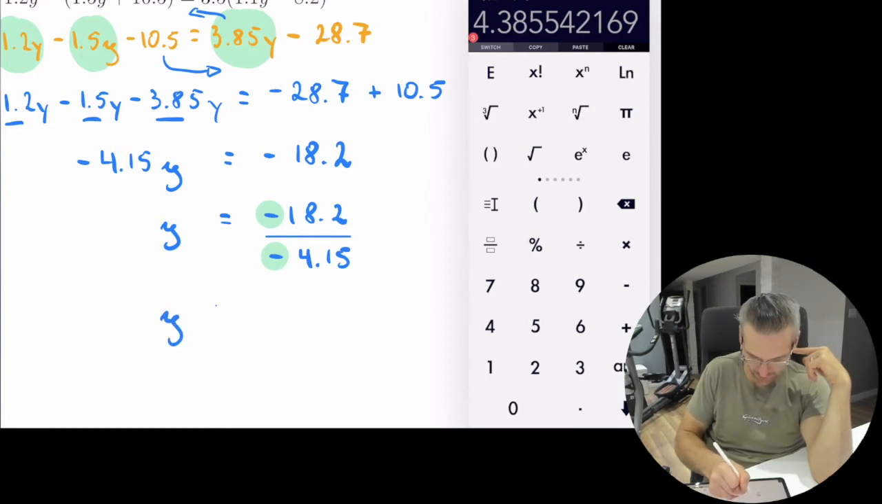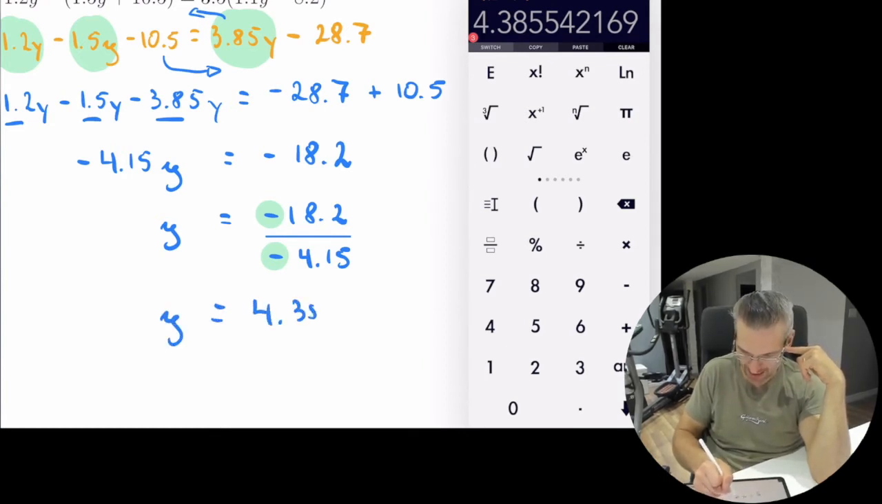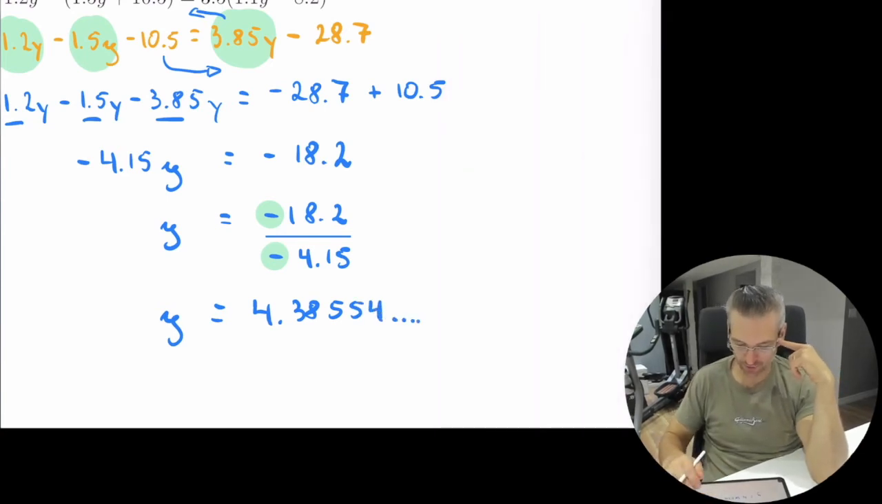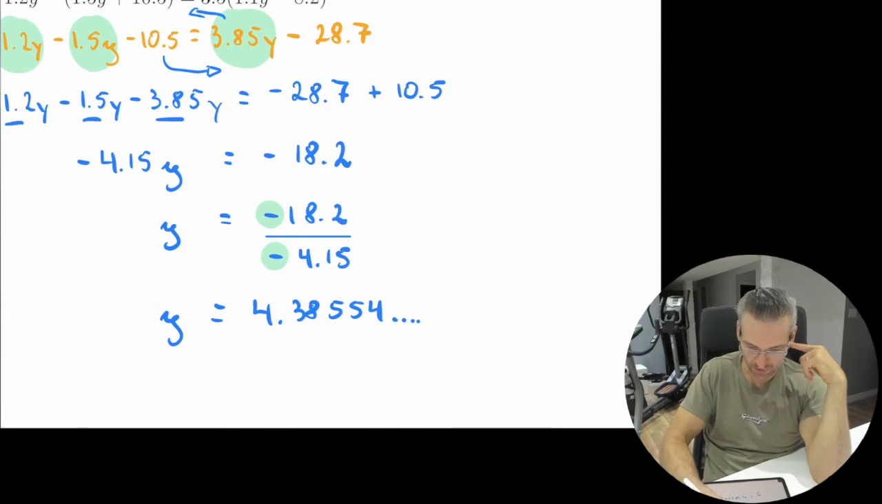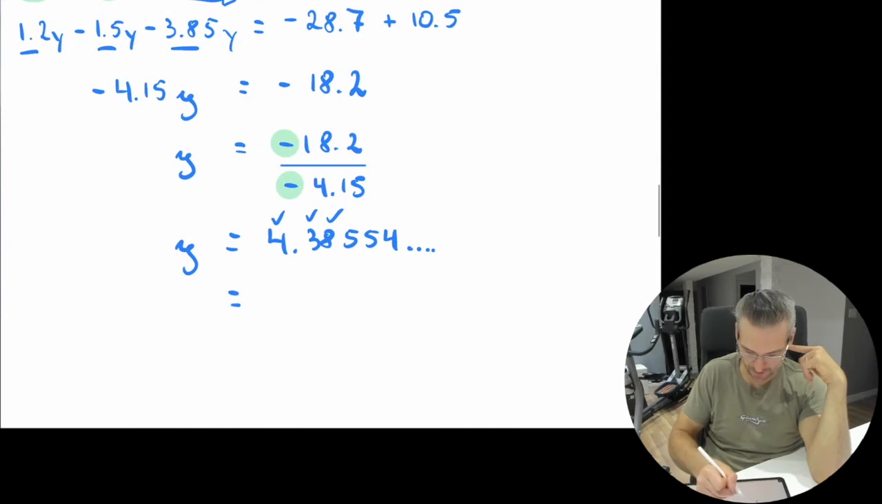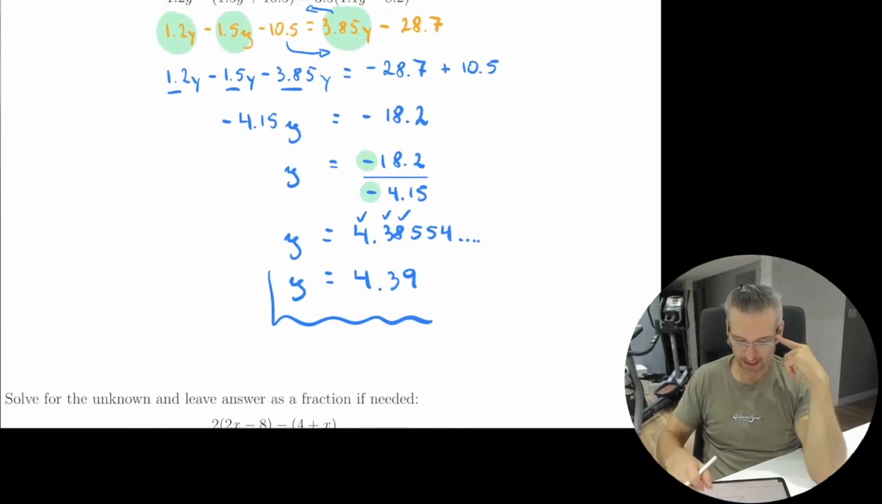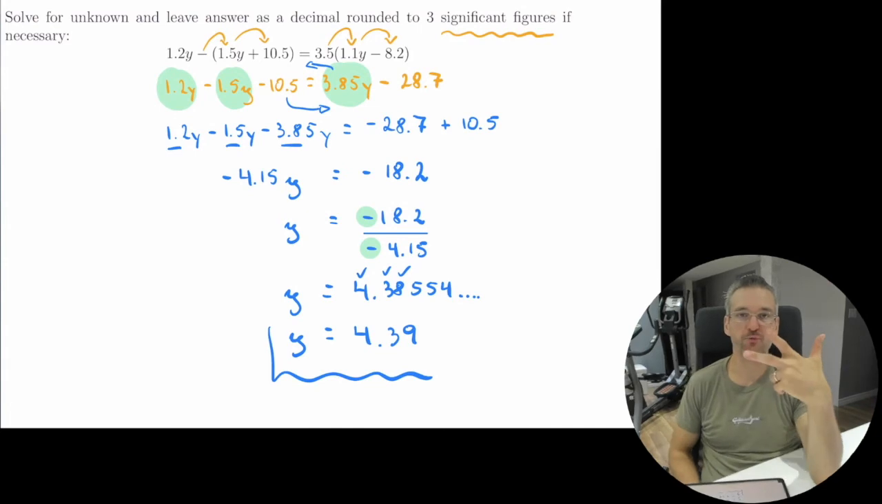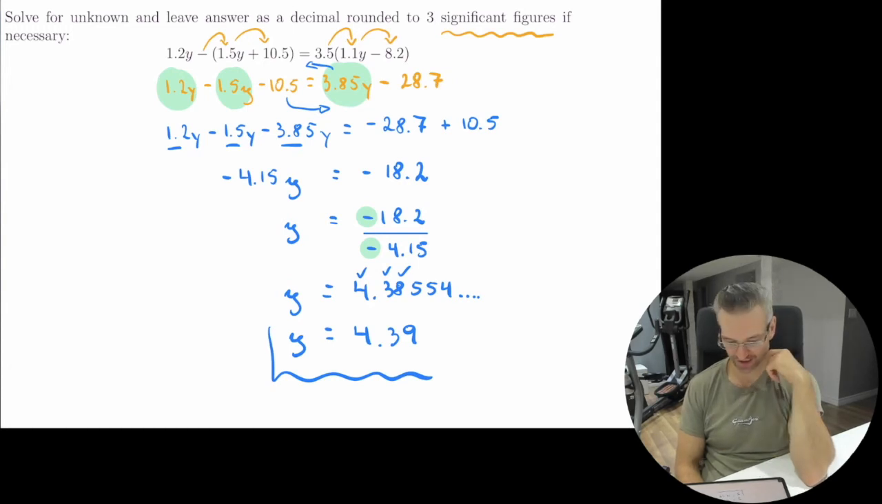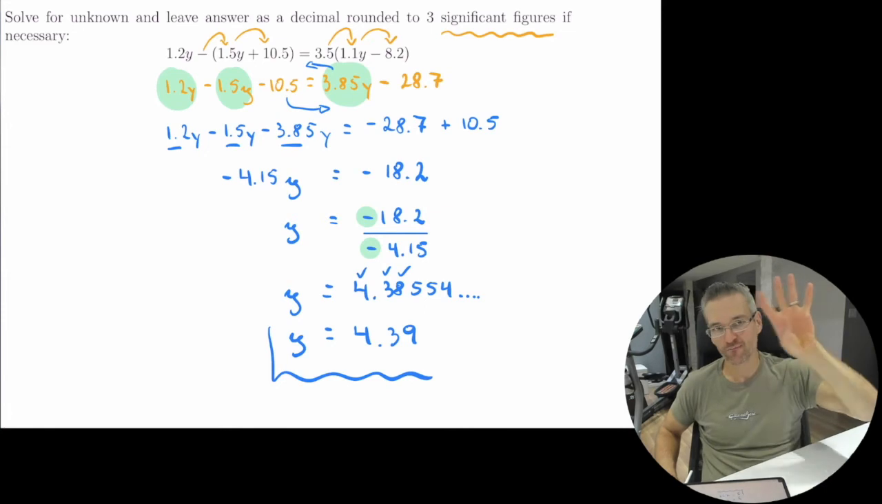And that's going to equal 4.38554 and so on. Now it's said to round to 3 significant figures. Well, if they want to just keep 3, I'm going to round and keep 3. So that's 4.39. Okay. And that would be the answer to number 3. Again, if you want to watch those significant figures, go back to that link that I had when I was starting this question.